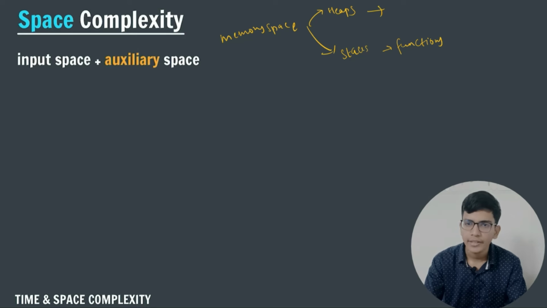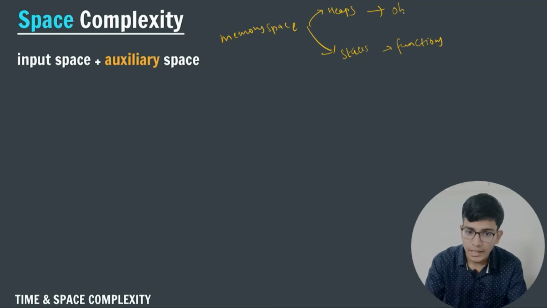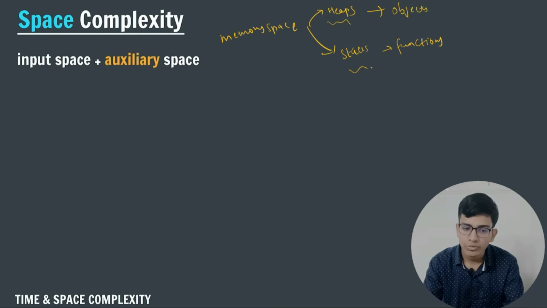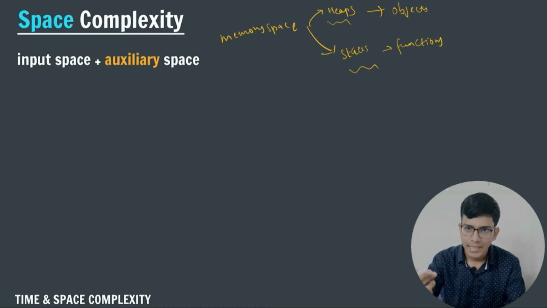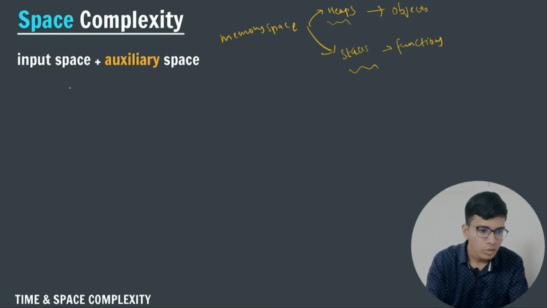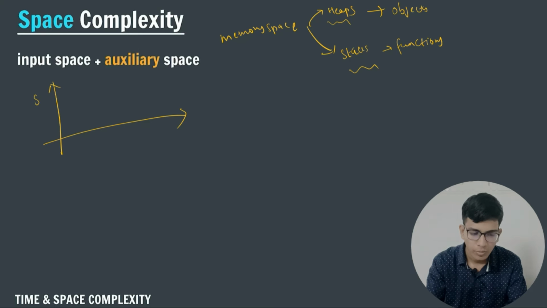And whatever objects we create, like our scanner class, and later in the OOPS chapter we create many objects, those objects are stored in the form of heaps. So these are the two kinds of memory spaces we have in Java. Whatever variable we create, whatever single data type we create, will occupy memory in our given code. So space complexity is very similar to time complexity.